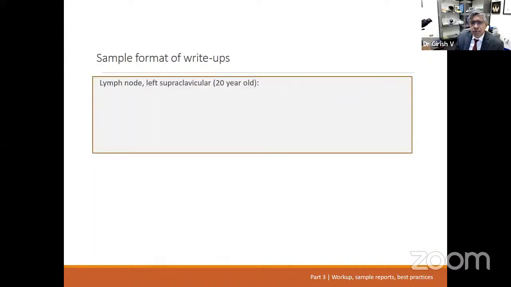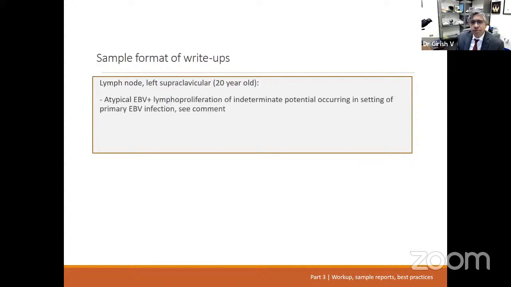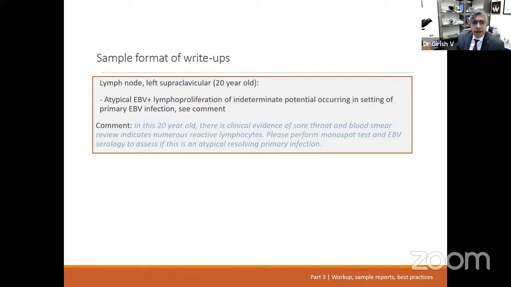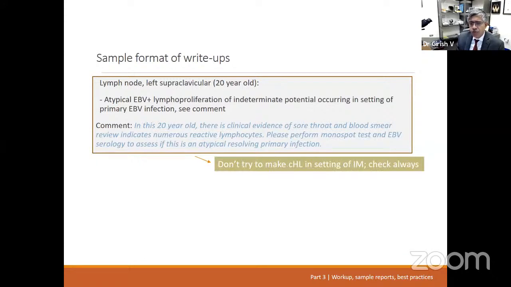And this is more in a young 20-year-old patient, a pitfall that you should remember. Atypical EBV positive lymphoproliferation of indeterminate potential in the setting of primary infection. Normally, people don't biopsy nodes in primary infection. And usually I will go and see the peripheral blood to see if there's mononucleosis. And I will ask them to do a monospot test to check the EBV serology. And if this is a resolving primary infection, I will ask them to wait and watch, because some primary infections can progress to lymphoma too. So I don't usually take size that easily. And don't try to make a diagnosis outright either. So this is a pitfall that you shouldn't fall into.